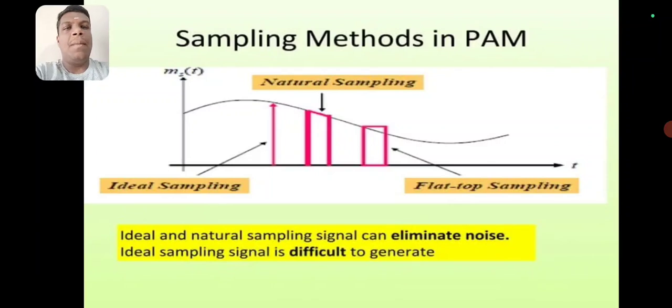Sampling methods in PAM: ideal sampling, natural sampling, and flat top sampling. Ideal and natural sampling eliminate noise. Ideal sampling is difficult to generate.